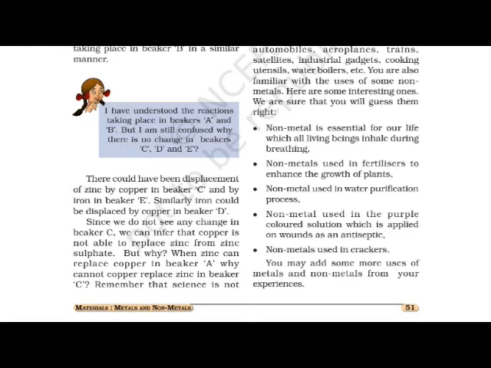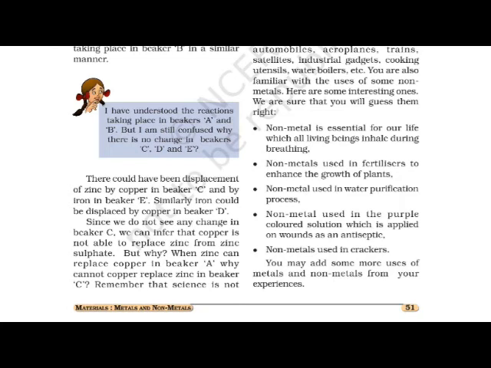Okay, so all the things I have discussed are about the uses of non-metals. The list of uses of non-metals would be huge if we tried to make it. So your homework is to write the uses of metals and non-metals. Okay, you have to write. You may add some more uses of metals and non-metals from your own experiences.